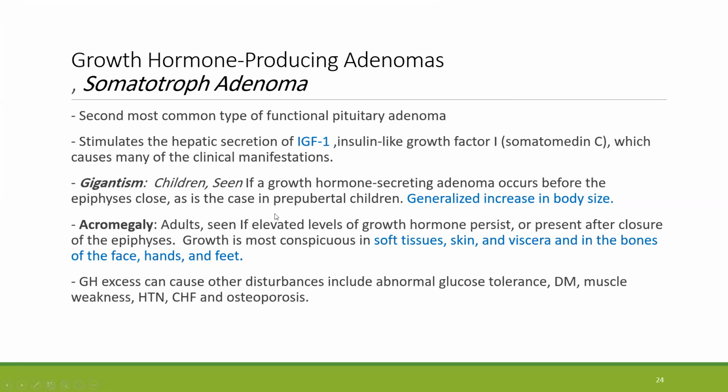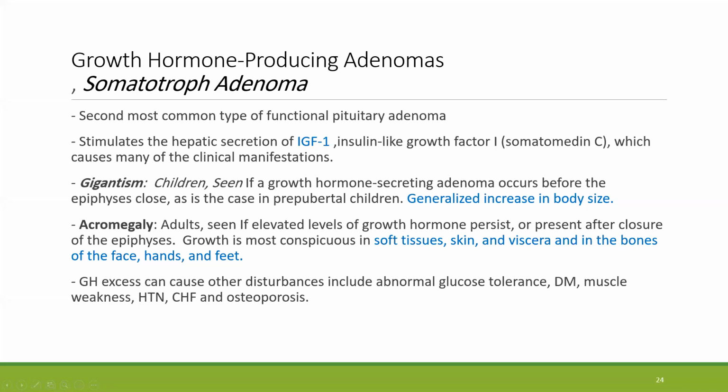As is the case of prepubertal children, we see in gigantism a generalized increase in the body size. So that is gigantism in childhood. If the growth hormone producing adenoma affects an adult after the closure of the epiphysis, we see what we call acromegaly. We see a lot of change in the soft tissue, in the skin, in the viscera, and bones of the face, hands, and feet. So it's a very common clinical presentation.